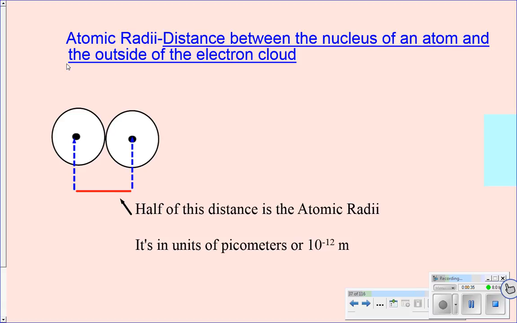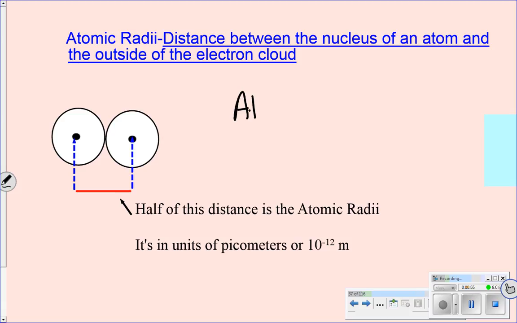geometry class, but in order to measure this, they typically take two identical atoms and put them right next to each other and then measure the distance between the nuclei, because that's a little bit easier to measure. For your purposes, what you need to understand is this is a description of atomic size.